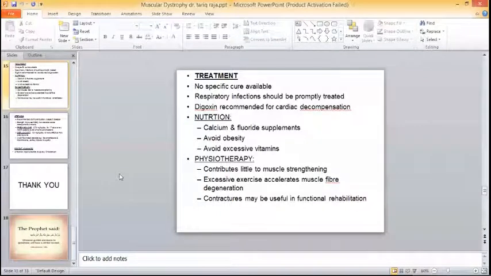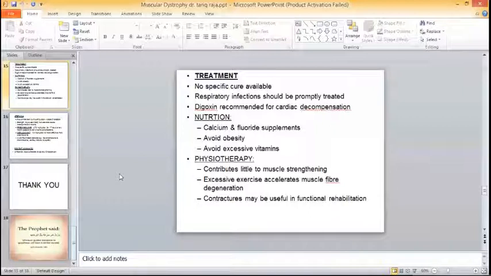And if that happens, then we have to treat the patient promptly. Digoxin can be given in a patient with cardiac decompensation. The supportive thing we can do is the nutritional part, that is, we have to add calcium and fluoride supplementation. Avoid obesity, as it would increase the burden of the disease on the patient, and avoid excessive vitamins. All we need is calcium, vitamin D, calcium fluoride.